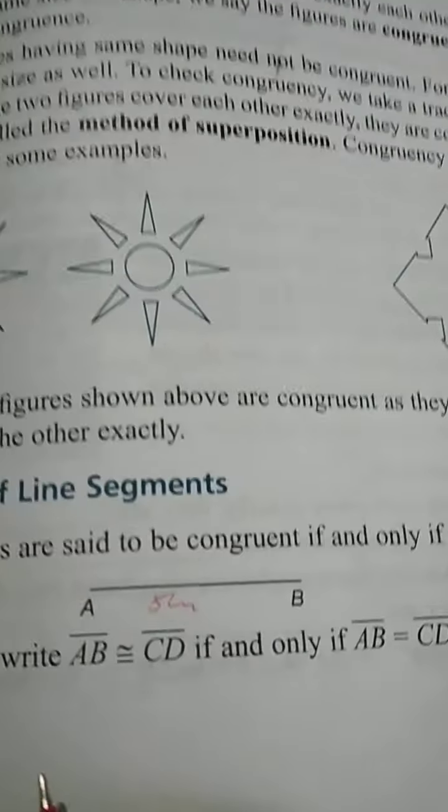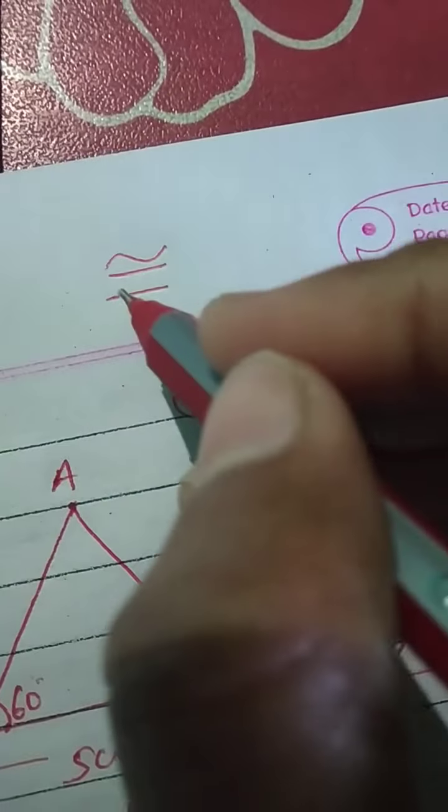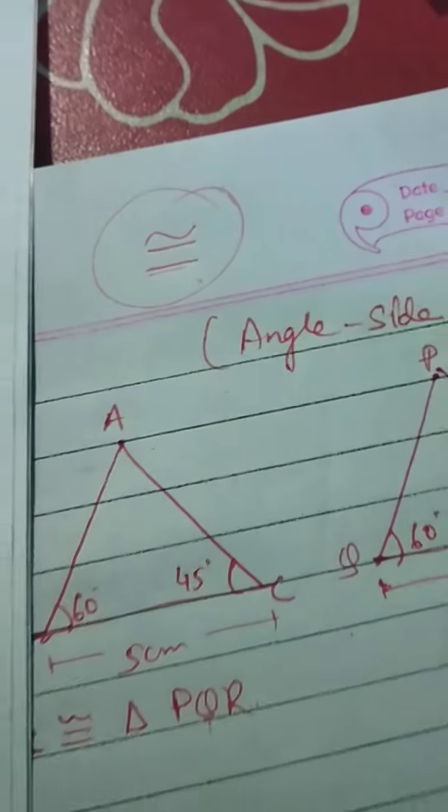And what is the symbol of congruency? Let us see here properly. This is the symbol of congruency, just like this. This is the equal to sign and just above it this sign. This is the symbol of congruency.